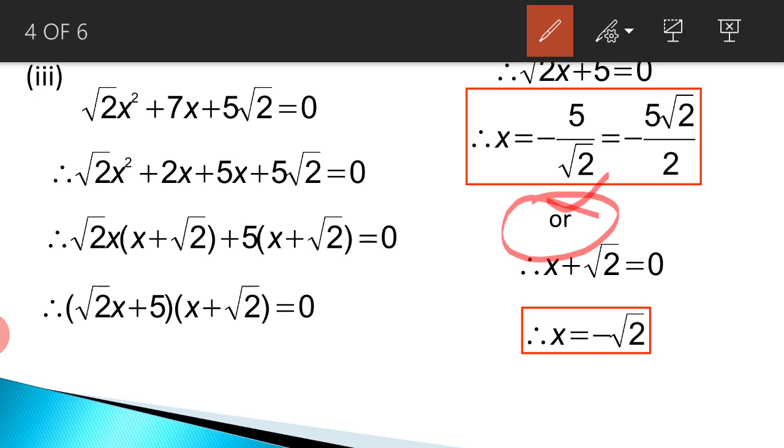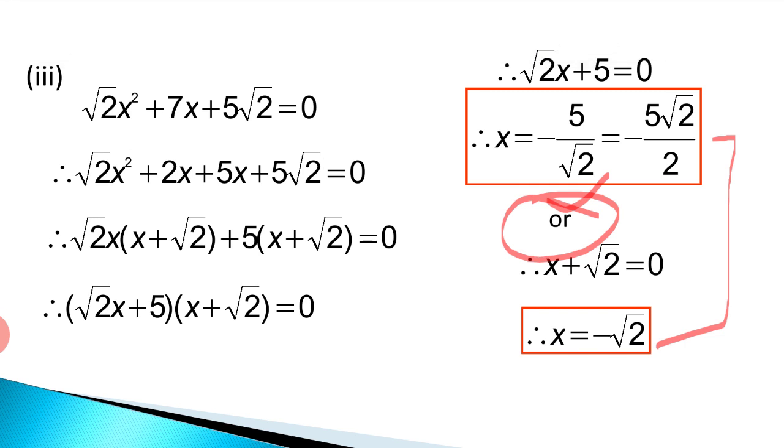Now see the sign of the last term. It is positive. So when the last term is positive, both the roots will have the same sign. Either both the roots will be positive or both will be negative. Is it clear? So remember these conditions. Now next problem.